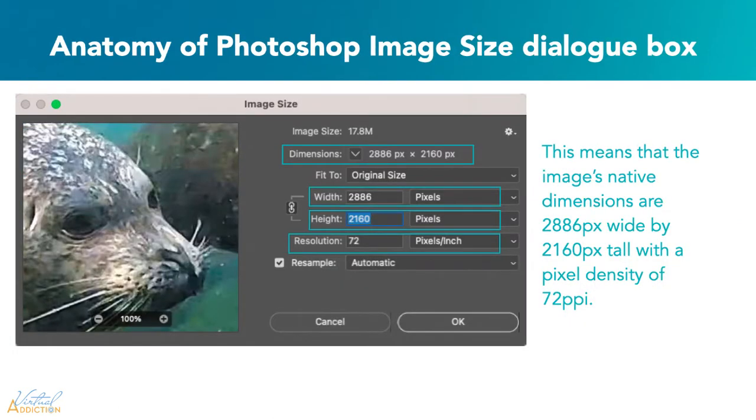The Photoshop image size dialog box looks like this. It gives us a lot of information about the image. It will tell us what the image dimensions are. This is the image's native dimensions, and in this case, they're 2,886 wide by 2,160 pixels tall. This is based on a pixel density of 72 PPI.